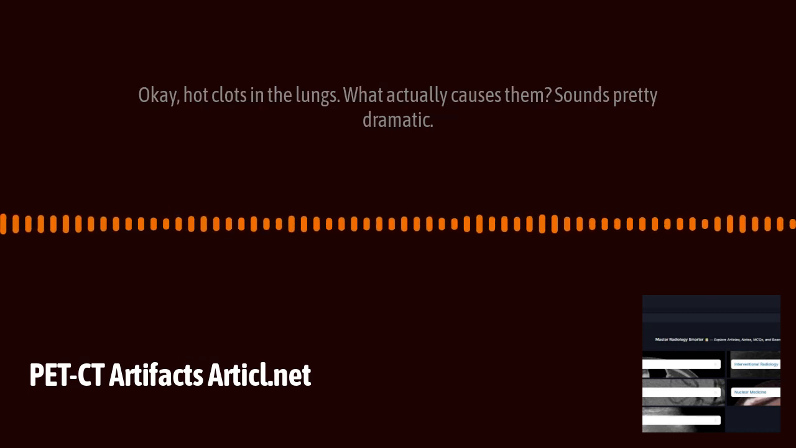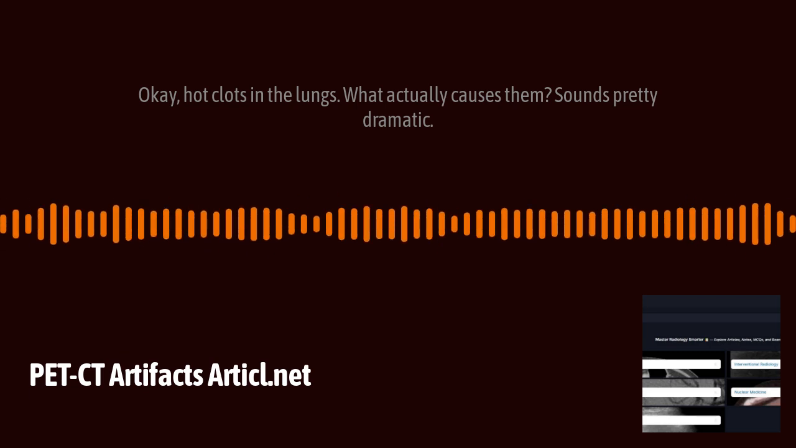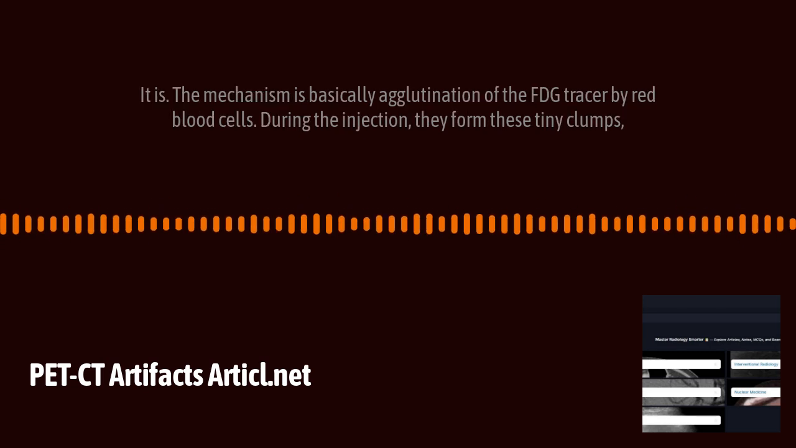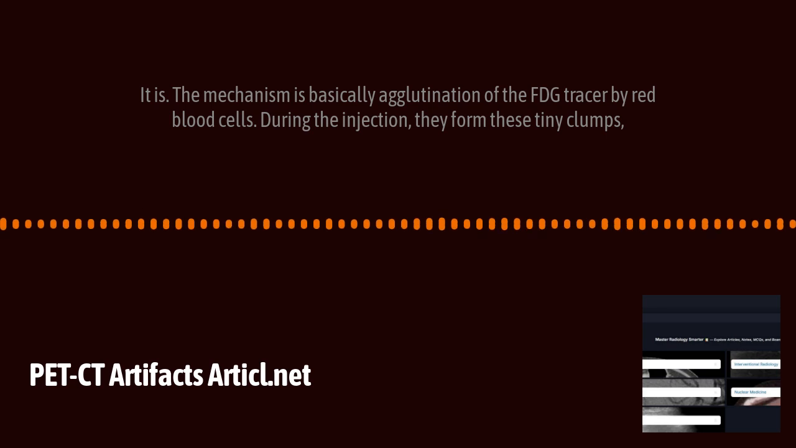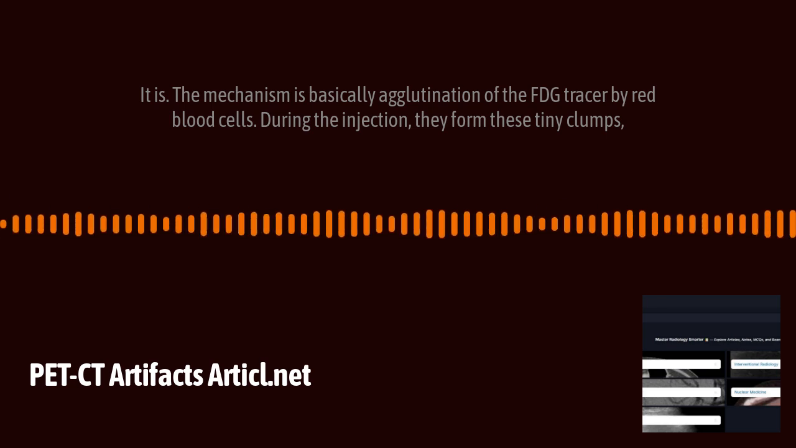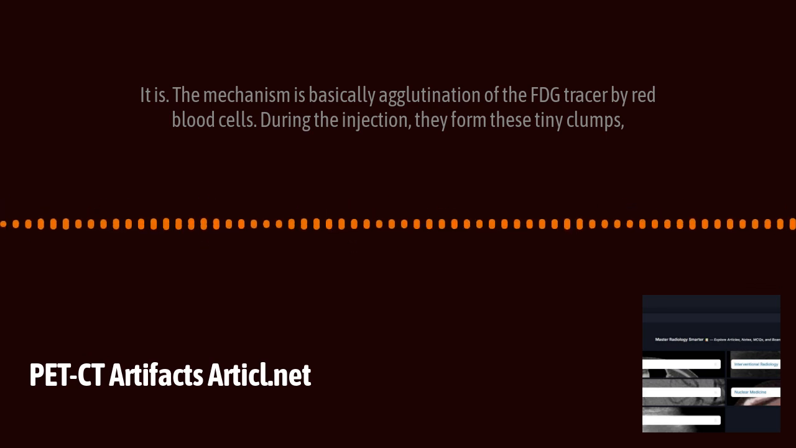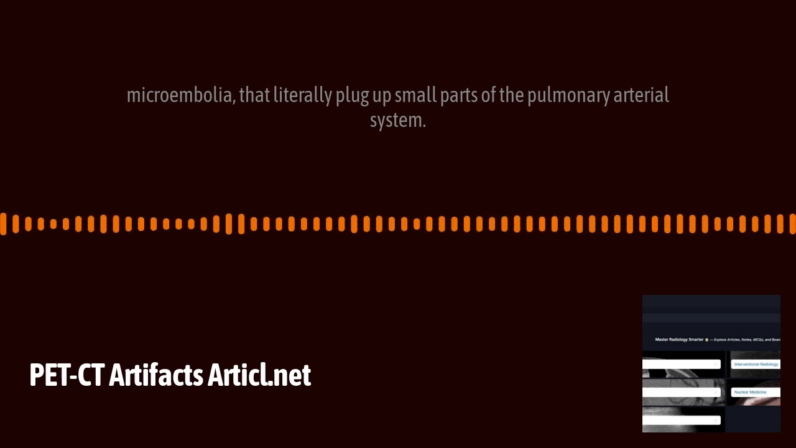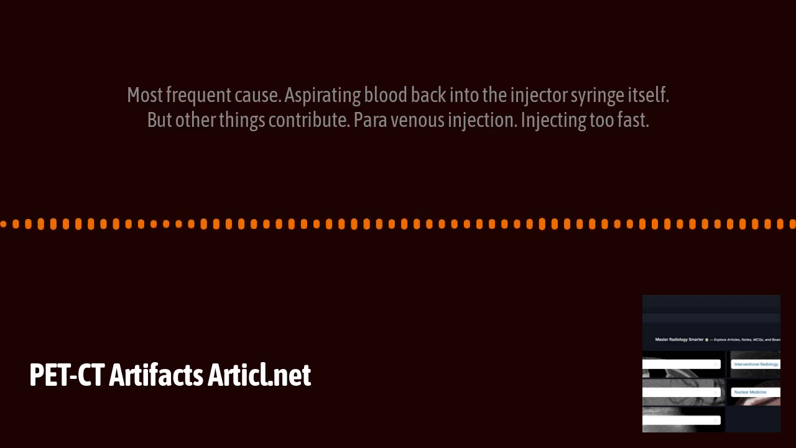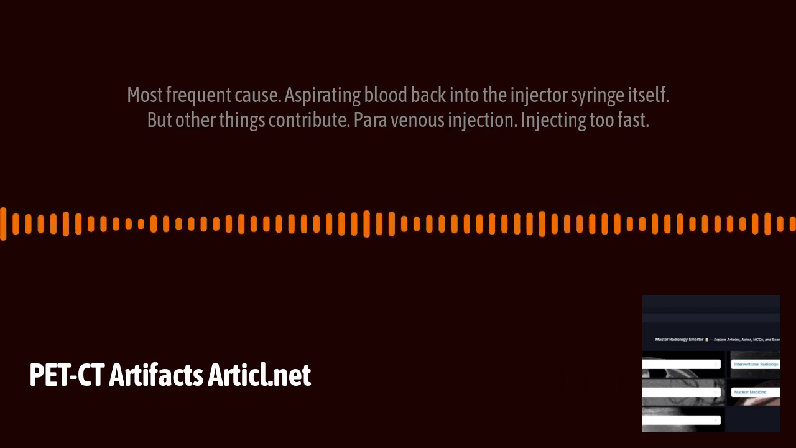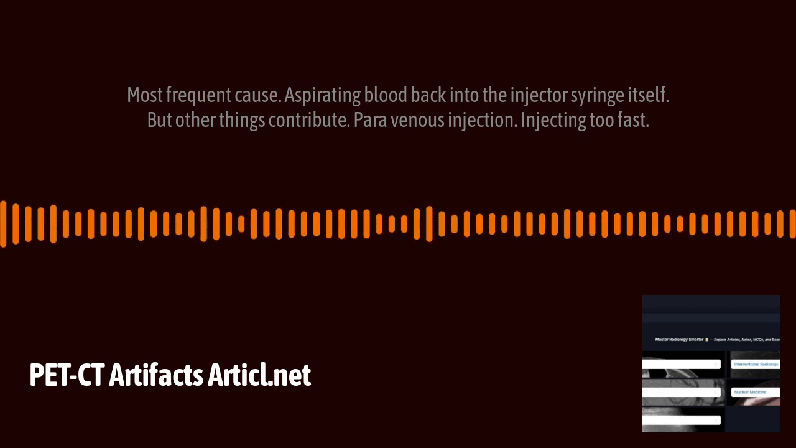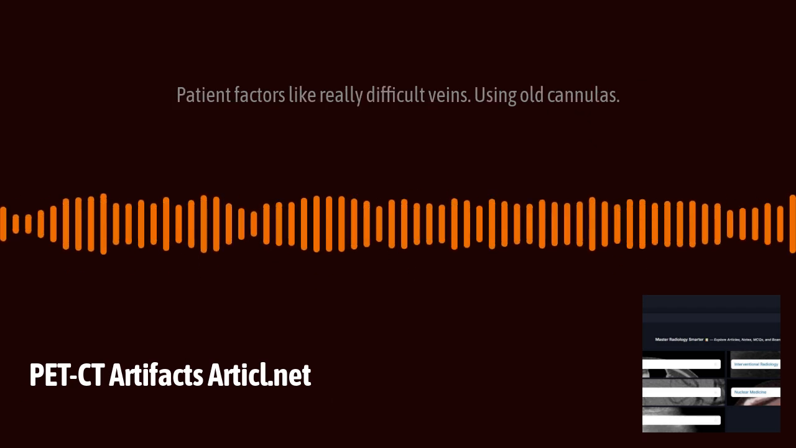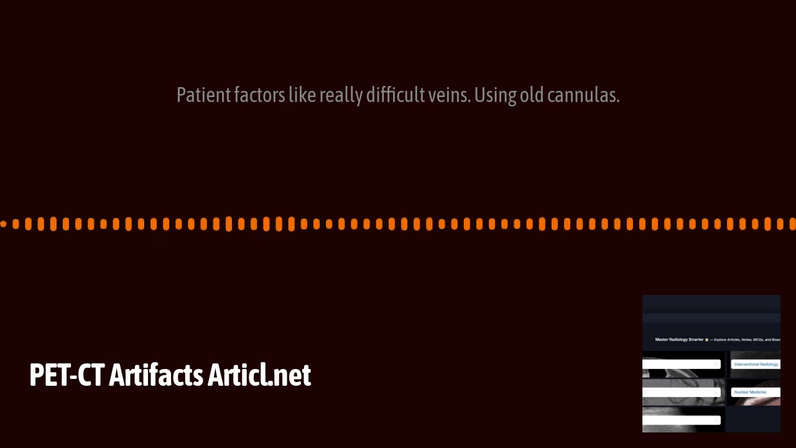without any corresponding CT abnormality. Okay, hot clots in the lungs. What actually causes them? Sounds pretty dramatic. It is. The mechanism is basically agglutination of the FDG tracer by red blood cells during the injection. They form these tiny clumps, microemboli, that literally plug up small parts of the pulmonary arterial system. And the cause of that clumping? Most frequent cause: aspirating blood back into the injector syringe itself, but other things contribute. Paravenous injection, injecting too fast, patient factors like really difficult veins, using old cannulas.